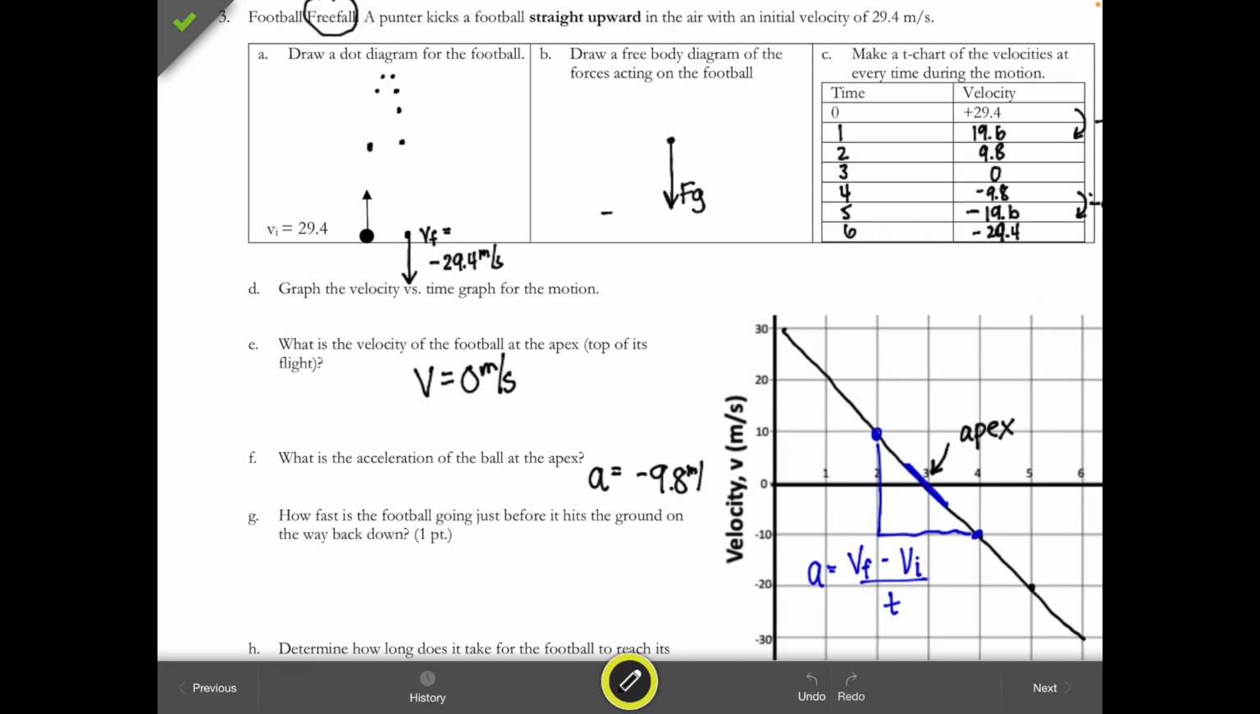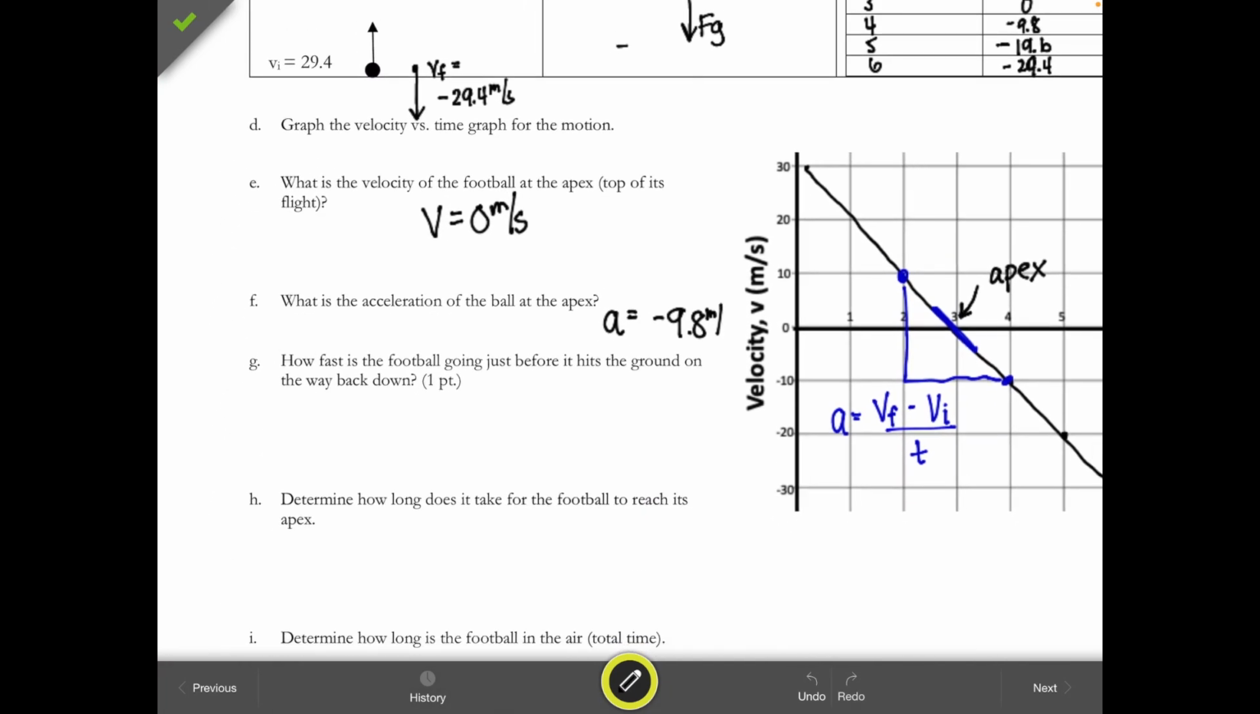For G, how fast is the football going just before it hits the ground on the way back down? That was this negative 29.4 meters per second. This is because of symmetry. If it was positive 29.4 on the way up, it'll be negative 29.4 on the way down.